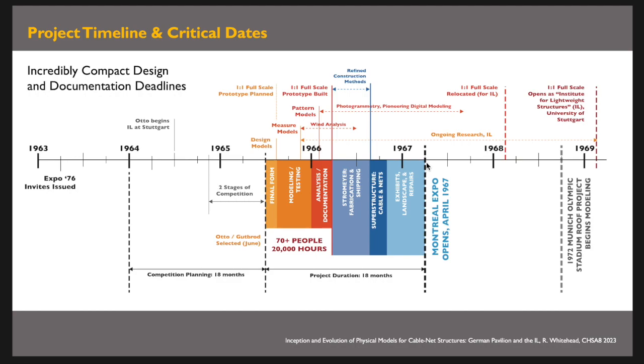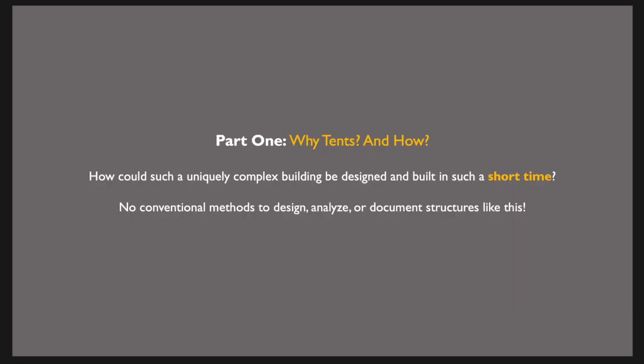As we project a little bit further out, you can see that eventually they would be building the full-scale relocation for the Institute of Lightweight Structures, and then occupying it a year later. And then, of course, the Munich 72 project began not long after that. Some of these particular models and their process are sort of inextricably linked with the Munich project. But we need to start from this idea, why tents?